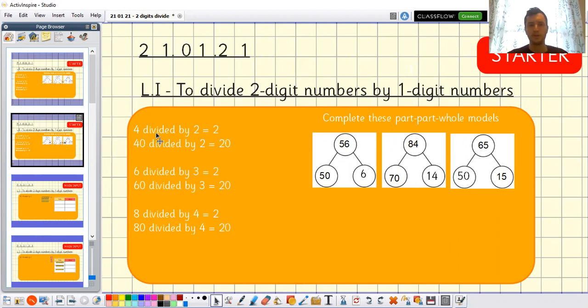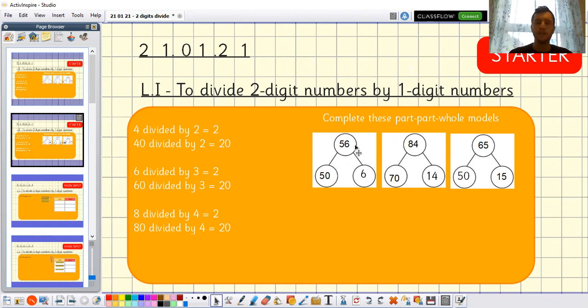So first of all, 4 divided by 2 is equal to 2. So 40 divided by 2 is equal to 20. 6 divided by 3 is equal to 2. So 60 divided by 3 is equal to 20. 8 divided by 4 is equal to 2. So 80 divided by 4 is equal to 20.